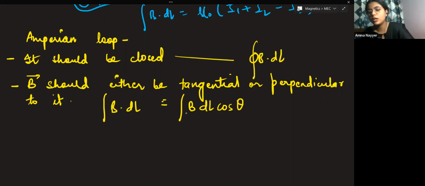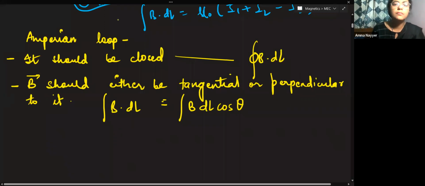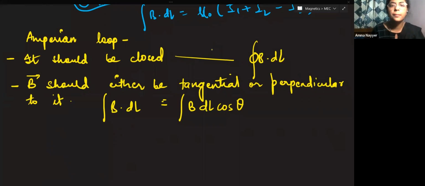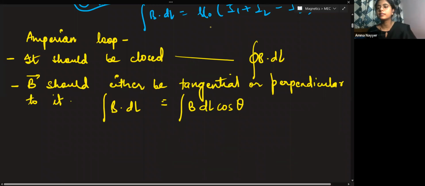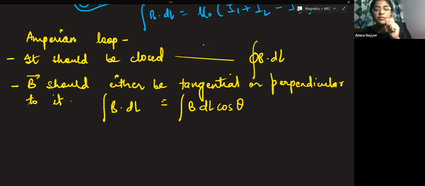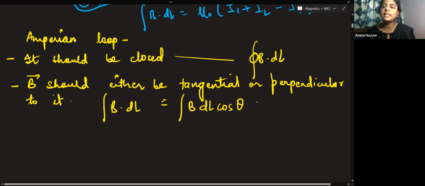When it becomes tangential or perpendicular to it, what happens? When you take it as tangential or perpendicular, the angle becomes what? The magnetic field is perpendicular to the loop, so the angle with the normal drawn to it becomes 0 degrees. So cos 0 becomes 1 and you get this ultimately as B dl. So here you have cos theta as 0 degrees, and this becomes the integration of B dl.